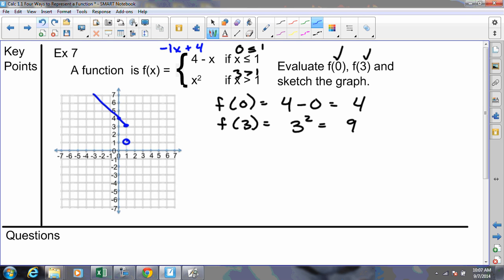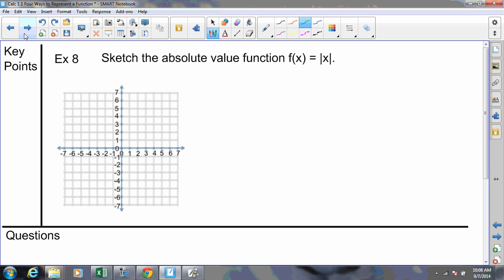Plugging in 2, 2 squared would be 4. 3 squared would be 9. Well, that 9 would actually be a little bit higher. And so we're filling it in. There's our graph. A piecewise defined function that has a hole. Well, not just a hole, but this is a gap where it jumps from one function to another.